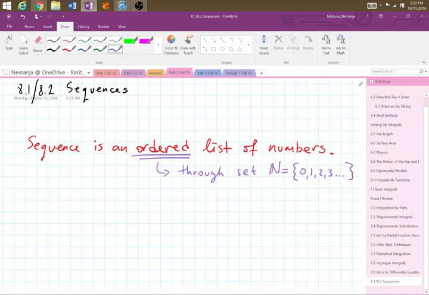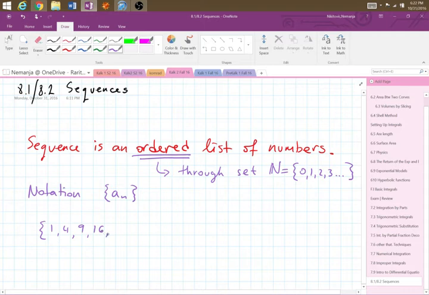And notation would be a_n in these braces, and braces we know denote sets. So I can write this collection of, let's say, 1, 4, 9, 16, 25, 36.